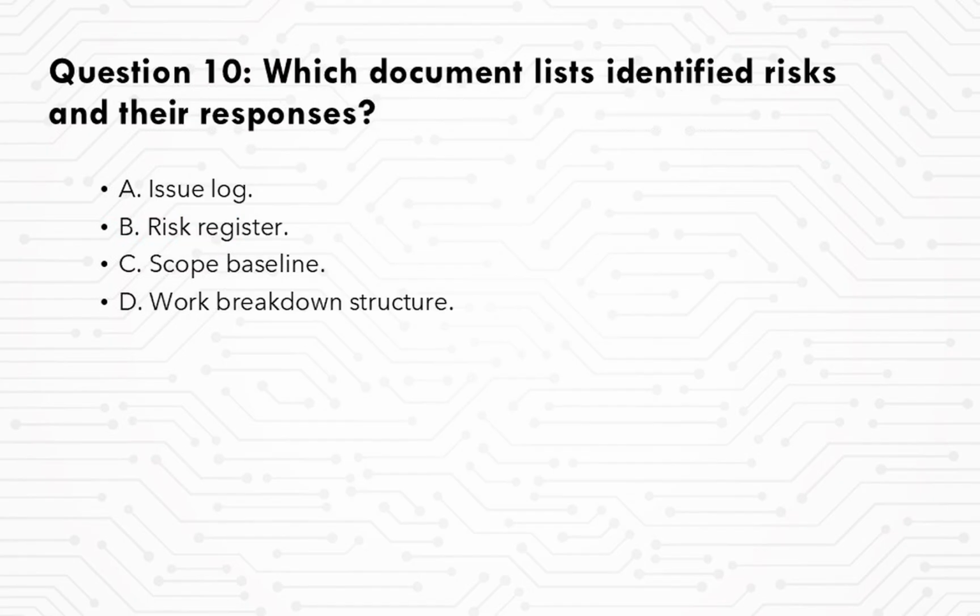Question 10. Which document lists identified risks and their responses? A. Issue log. B. Risk register. C. Scope baseline. D. Work breakdown structure. Answer: B. The risk register tracks risks, probability, impact, and responses.